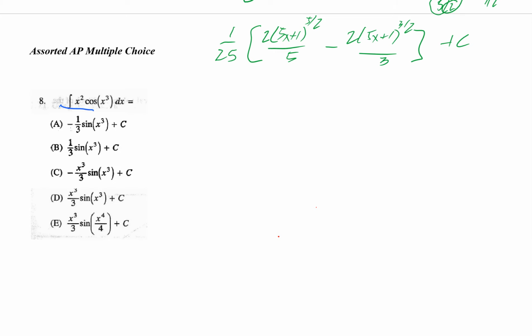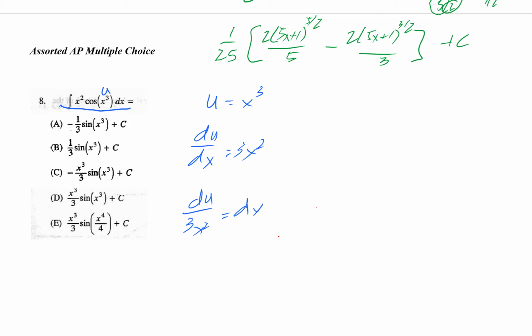We have this. So basic u sub. Let my u be the inside thing. u is going to be x cubed. Take the derivative of both sides. du/dx equals 3x squared. Solve for dx. I'm going to multiply it over and then divide. So you basically just get this. If you haven't learned by now, shame on you. So I get that.